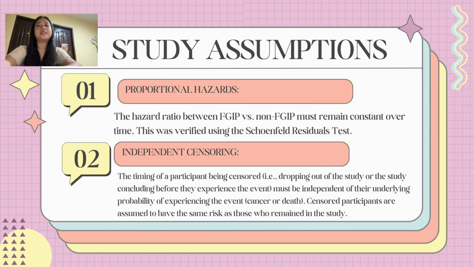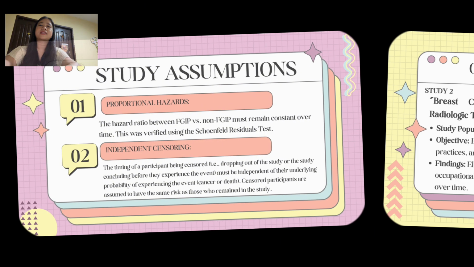The Cox model required two main assumptions. First, the proportional hazards assumption states that the difference in risk between exposed and unexposed groups must remain constant over time. Second, the independence of censoring assumption means that participants who left the study or reached the end of follow-up must not differ in underlying risk from those who continued. So let's now proceed to our next study.